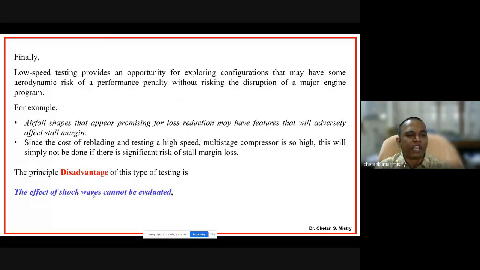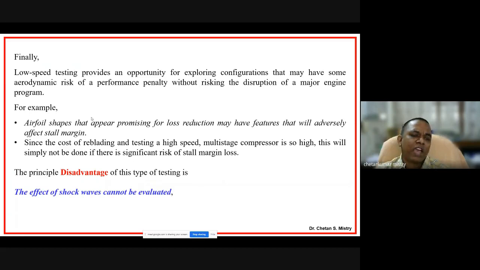Now, as we were discussing, we have a problem with the shape of the aerofoil. When you are doing experimentation on a high speed test rig, and there are high speed test rigs available, in India, say NAL Bangalore and GTRE have high speed testing facilities. But if they want to make even a small change in the shape of the blade, they need to remake the whole rotor, maybe the whole stator. And as I told you, that may cost very high. So that is a constraint.